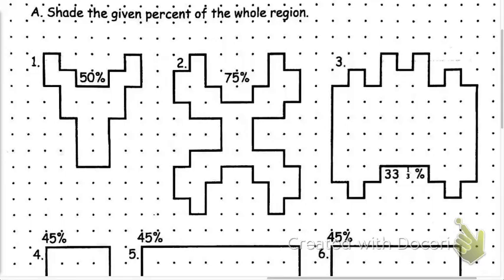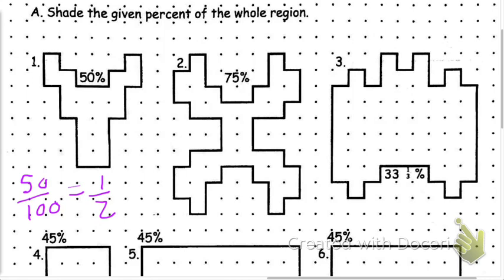Alright, this assignment says to shade the given percent of the whole region. So number 1 says 50%. 50% means 50 out of 100. 50 out of 100 reduces to 1/2. So what it really means is I need to shade 1/2 of this region.